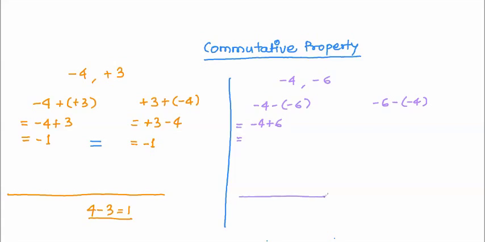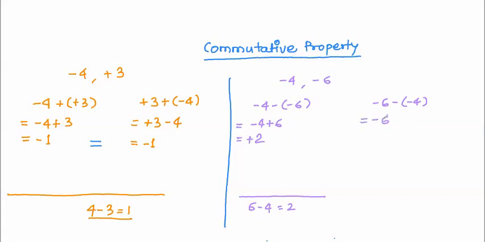Let's do that in the rough area. 6 minus 4 is equal to 2. So I get the answer as 2. And the answer gets the sign of the greater number. In this case, it is 6 and the sign is plus. So my final answer is +2.